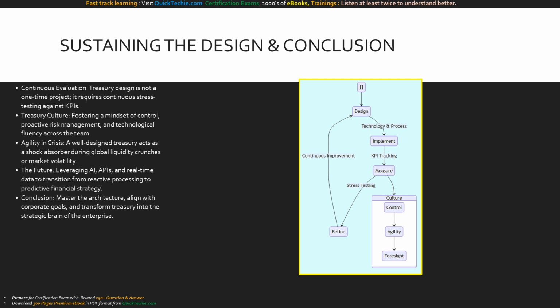But notice the substate box at the bottom labeled culture. The measure phase directly impacts our culture. Within this cultural framework, strict control provides the foundation for operational agility. That agility eventually matures into strategic foresight. This visual encapsulates our entire philosophy. Great treasury design is a perpetual engine of improvement, driven by data and sustained by an empowered, forward-thinking team.